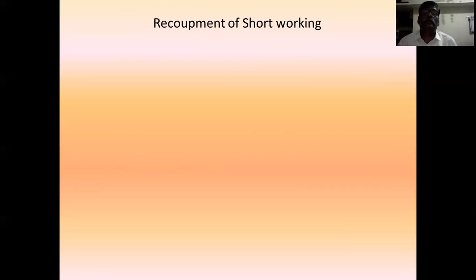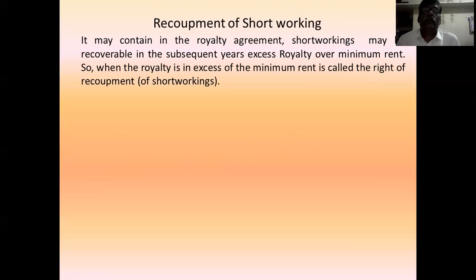You see this sentence. It may be stated in the royalty agreement that short working may be recovered in the subsequent years out of excess royalty over the minimum rent. Only when there is an excess of royalty over the minimum rent, the previous year's short working may be recovered.